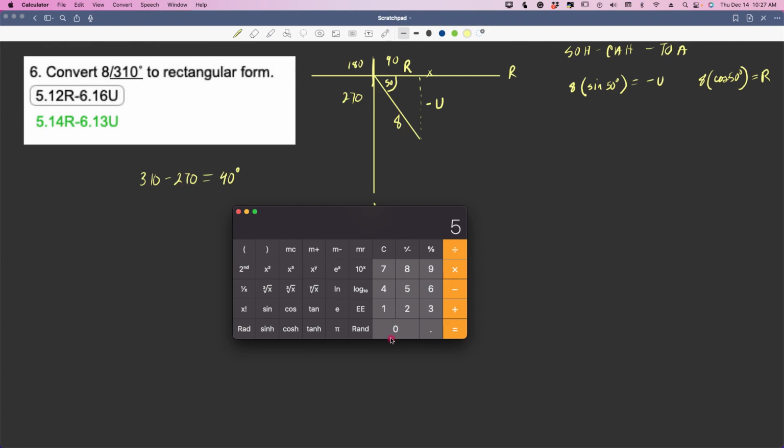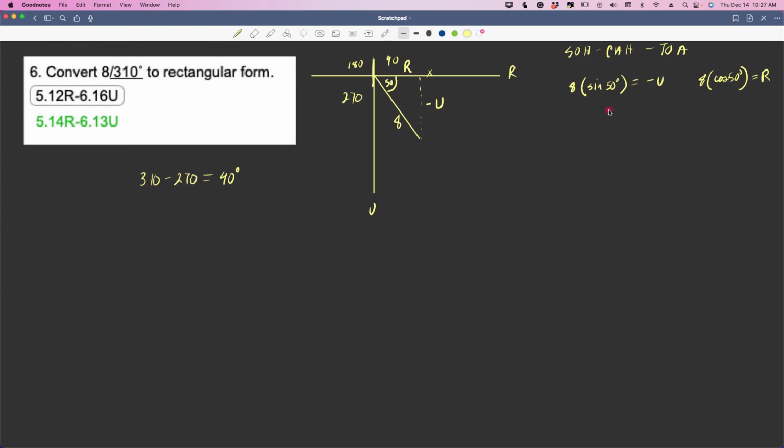So 50 sine times 8 is 6.12, rounded up to 2 decimal places. That's going to be 6.13. And it's a negative. So 6.13 is equal to negative u. We don't want a negative variable, so we swap it. So it's negative 6.13 u. I need a decimal point right there.